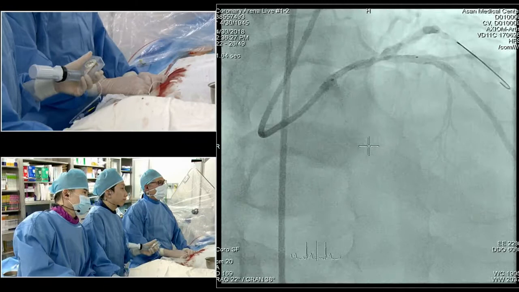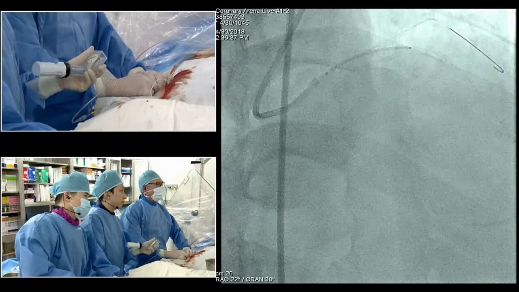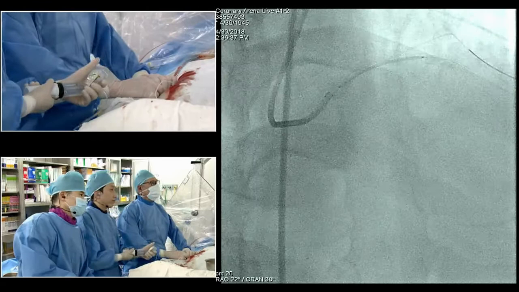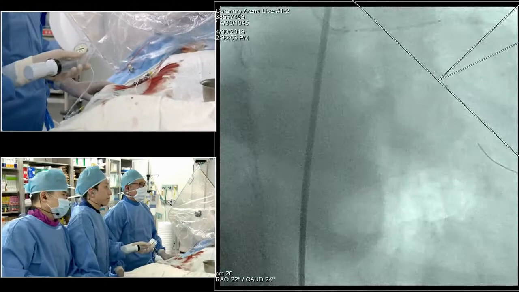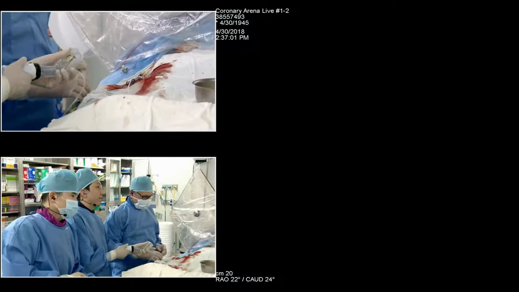Okay, so I think it looks good. What do you think? There will be very minimal overlap with the previous stent. Yes, exactly. Okay. So we can make a cine in this view.